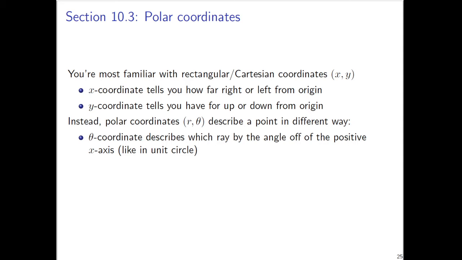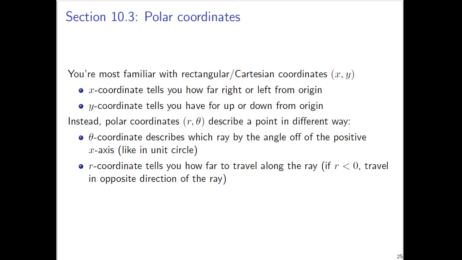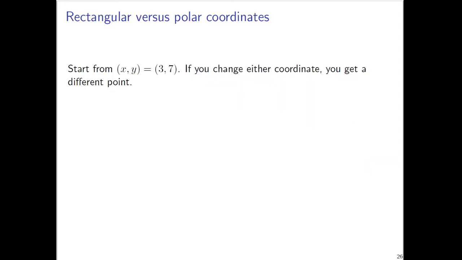But I like to think about the theta first. The theta tells you about the angle in the same sense as the unit circle tells you about angle. And then the r coordinate tells you how far to travel along a ray. Now, the r value can be negative, in which case you just travel in the opposite direction.